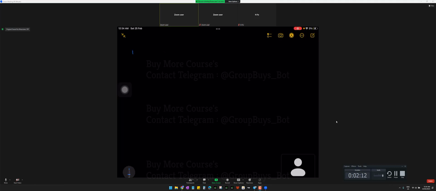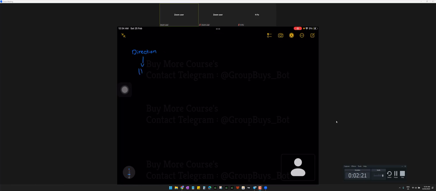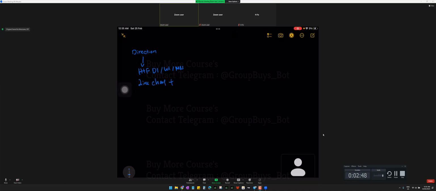Direction. From higher time frame, which is daily, weekly, and monthly. Okay. And then, how do you want to mark the higher time frame in these three levels? Of course, we use the line chart and candlestick. Okay, later I will teach you how to mark it.